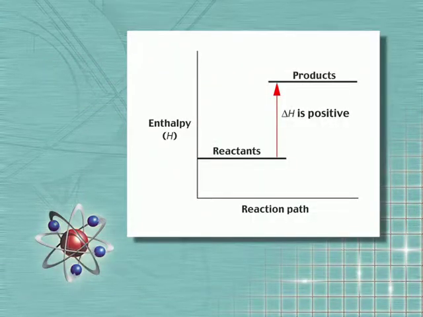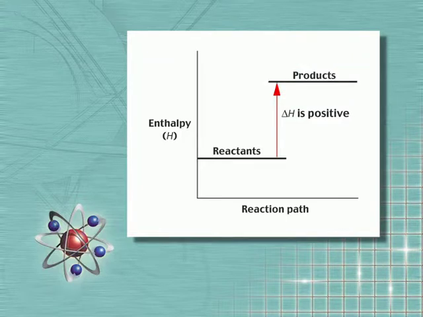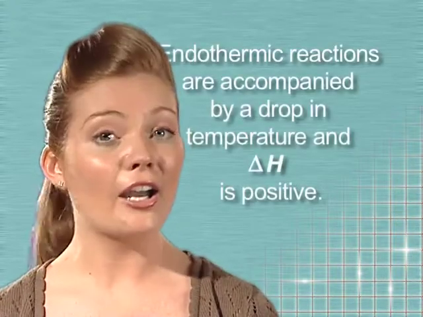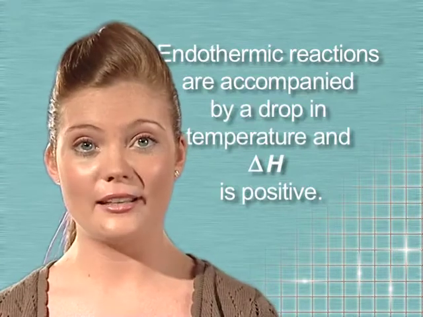In an endothermic reaction, heat energy is absorbed from the surroundings, and the reaction mixture cools down. The total enthalpy content of the products is higher than that of the reactants, so the change in enthalpy, delta H, is positive. So endothermic reactions are accompanied by a drop in temperature, and delta H is positive.